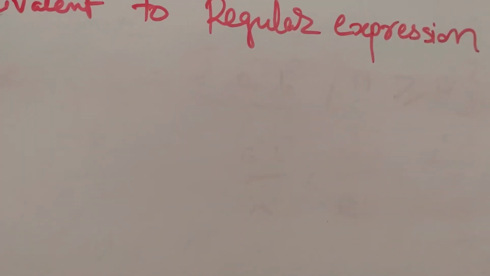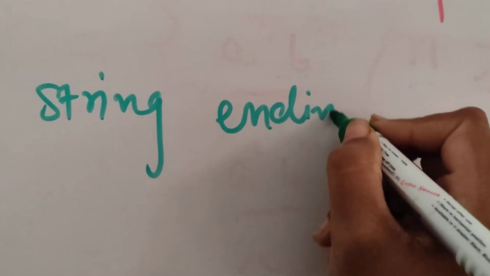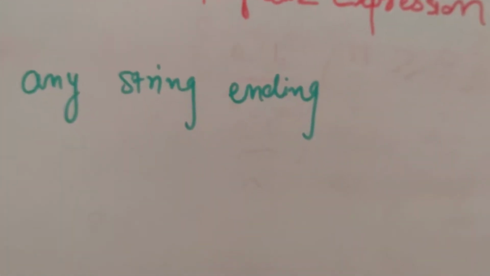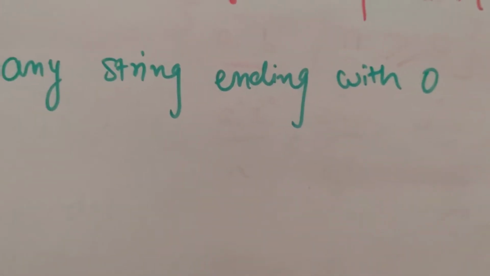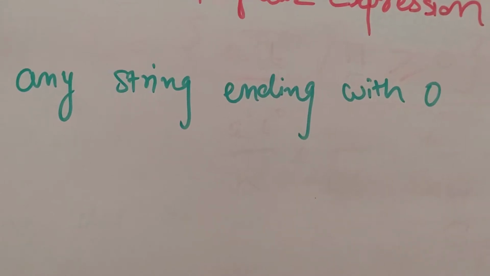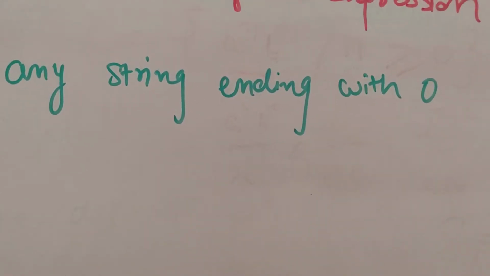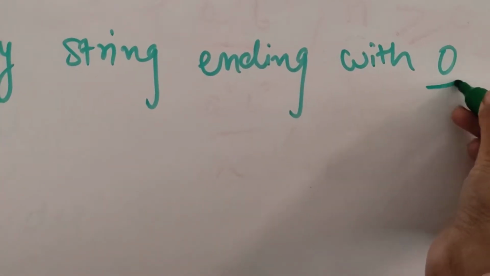First of all, what do you mean by the regular expression? Suppose one string is given to me: any string ending with 0. So this is the example given to me, any string ending with 0. Now for that, if I want to make the regular expression, what should I do? It is going to end with 0 always.